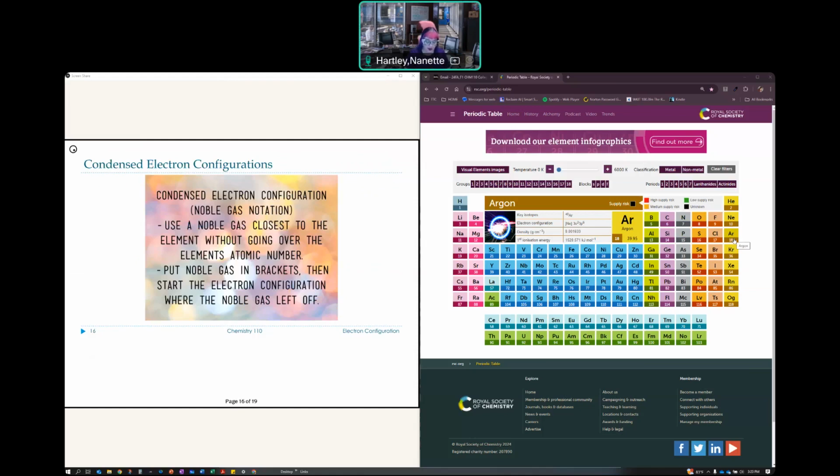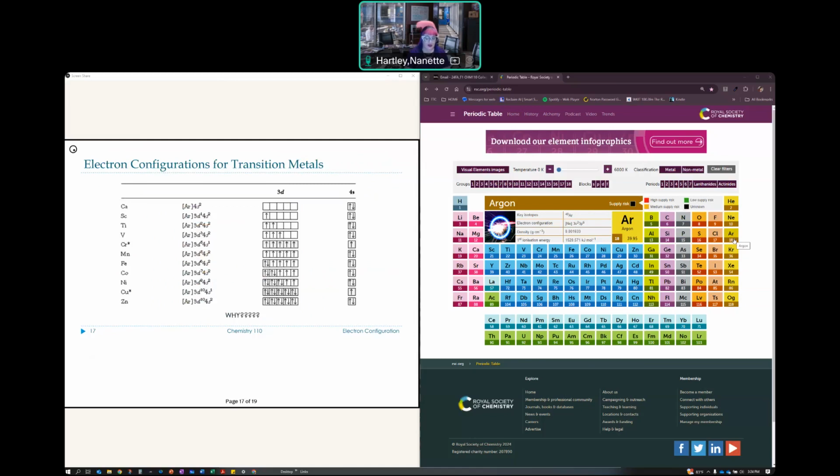Condensed electron configurations, noble gas notations. We've actually been talking about this. So we put the noble gas in brackets, then start the electron configuration where the noble gas left off. So we've been doing that. Now, we're going to get into a point where we want to talk about the transition metals.